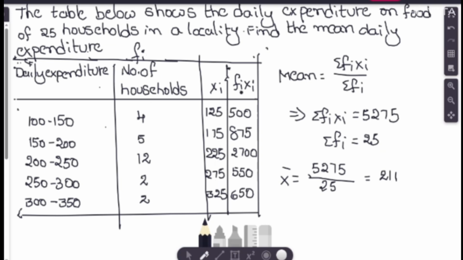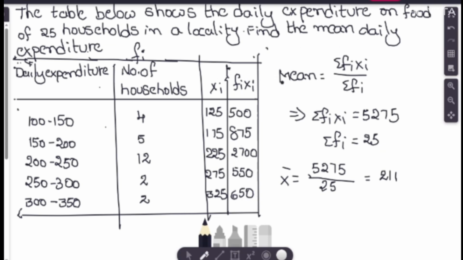So in this way we have to find the xi column. Later we have to find a new column, that is fi into xi. Now 4 into 125. You multiply frequency and this xi column, you will get 500. Next 5 into 175, 875. 12 into 225, 2700. 2 into 275, 550. 2 into 325, 650. Now we got the fi xi column.